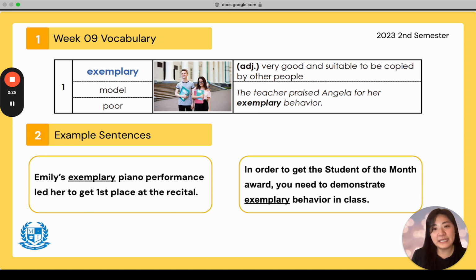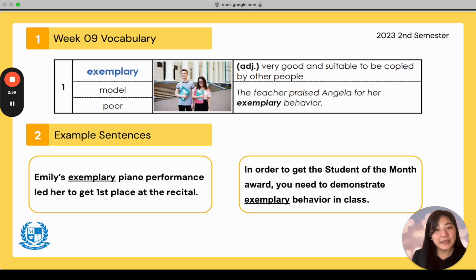The example sentence says, the teacher praised Angela for her exemplary behavior. That means Angela was really, really good in class. She had awesome behavior, exemplary, meaning other students should also copy and follow along with her. And the teacher praised her and said, good job, Angela, and complimented her. Okay, so I hope everyone here also has exemplary behavior. Please repeat after me. The teacher praised Angela for her exemplary behavior. Good.